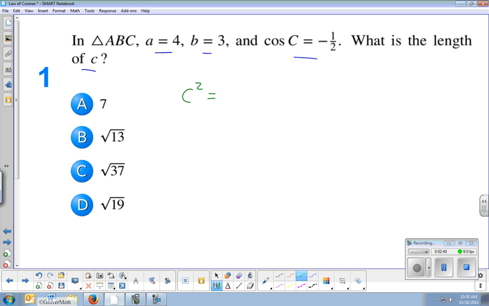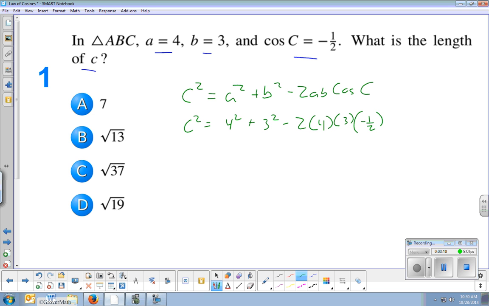So C squared equals A squared plus B squared minus 2AB cos angle C. And I basically fill in what I have. So A squared here, that's going to be 4 squared plus B squared, which is 3 squared, minus 2 times 4 for A, 3 for B, and cos C is negative a half. Again, if they gave me angle C, like if they said angle C was 30, then I'd be doing cos 30. But they gave me the function, not the angle. We always got to watch out for that.